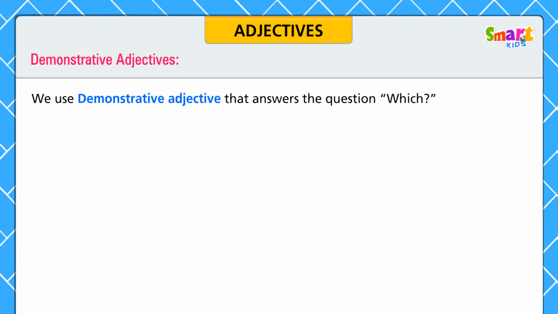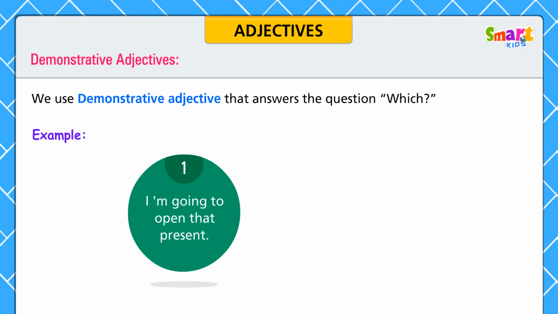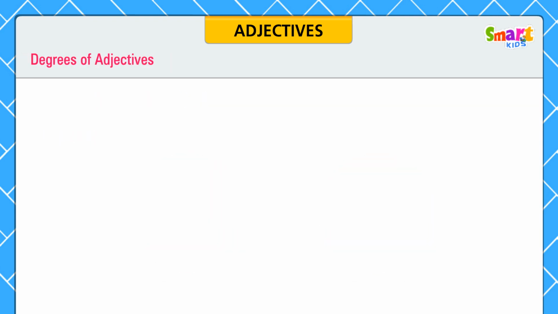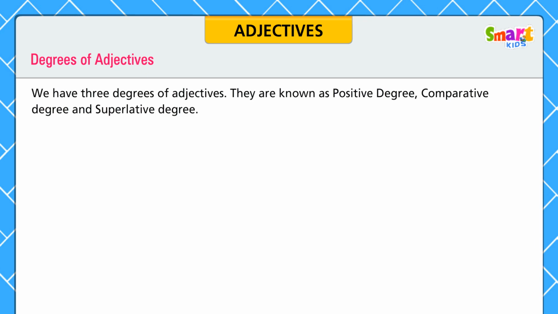We use demonstrative adjectives that answer the question which. For example, I am going to open that present. Those socks look warm. Let us learn about the degrees of adjectives. We have 3 degrees of adjectives. They are known as positive degree, comparative degree, and superlative degree.